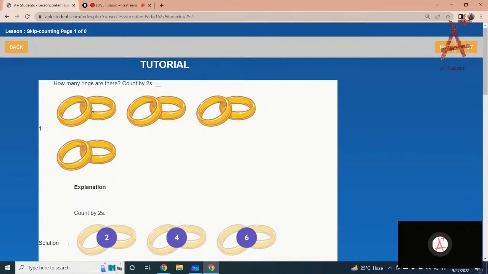So the first one is 2, 2 plus 2 is 4, the next one 4 plus 2 is 6, and then 8. This way you skip the counting, you don't count every number. So there are 8 rings in total. Got it?